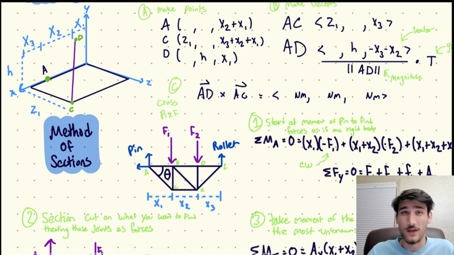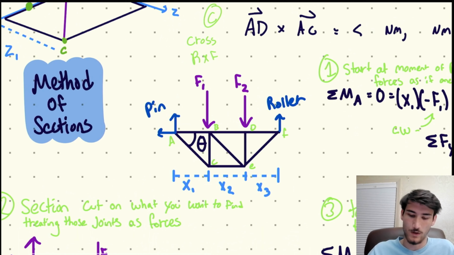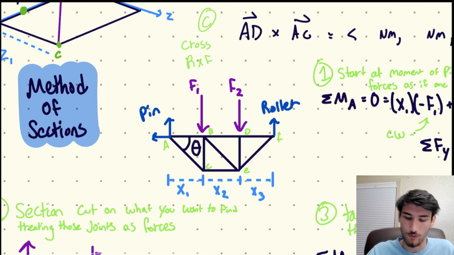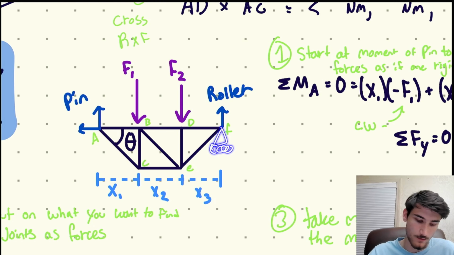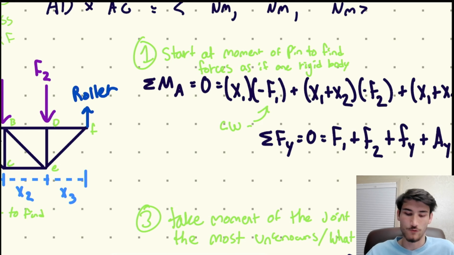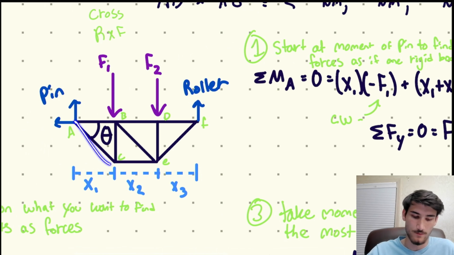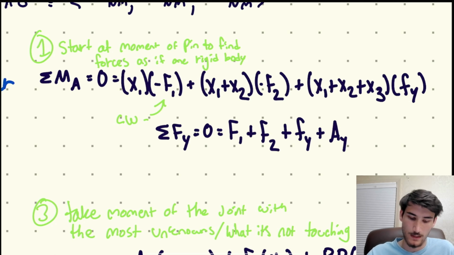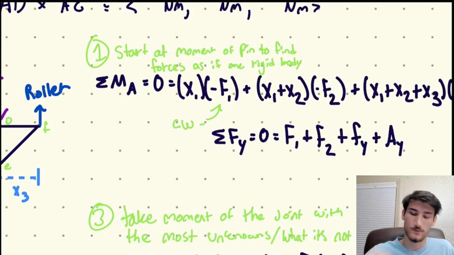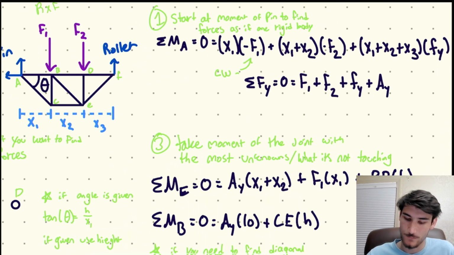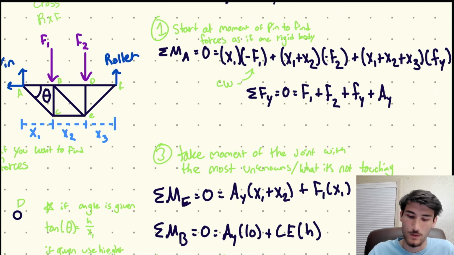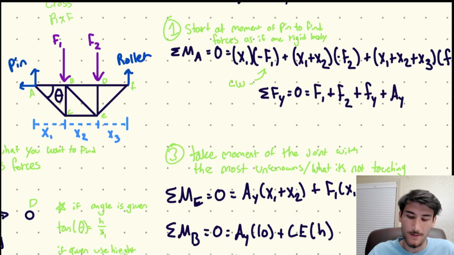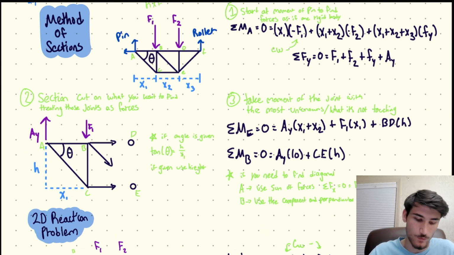Next up, we got method of sections, super easy stuff. We have a pin on this side, and then we have a roller on this side. We're going to start and treat it as one rigid body. We have force here, force here, force here, force here. We're going to start at the moment at A. Again, force is clockwise, so it's going to be negative. Then we can do that to solve for FY, little f, and then we can use sum of forces in Y to solve for AY.